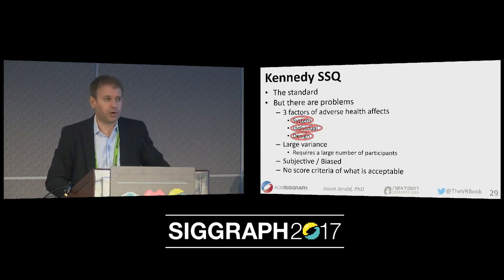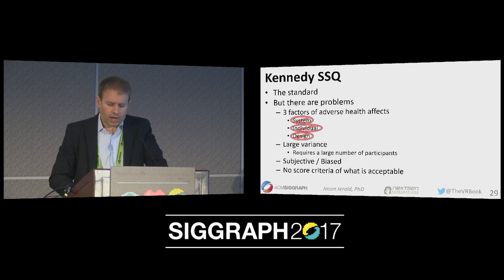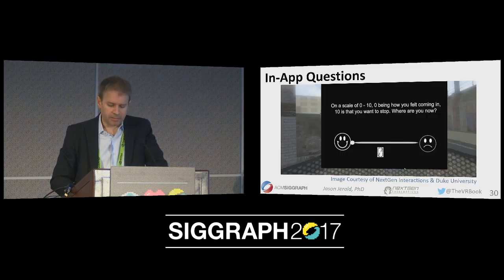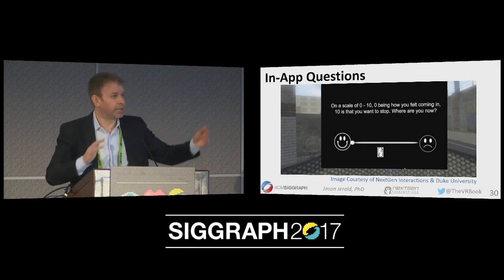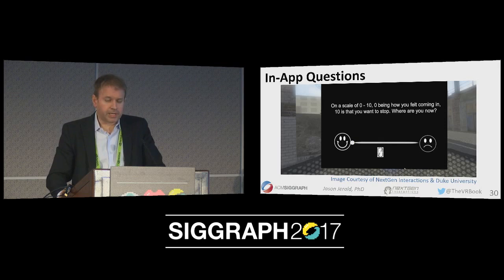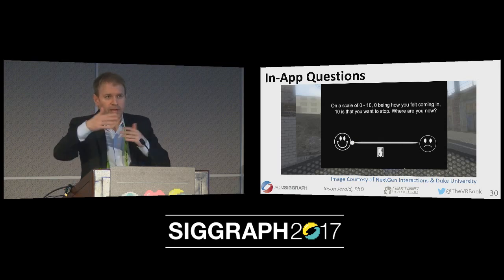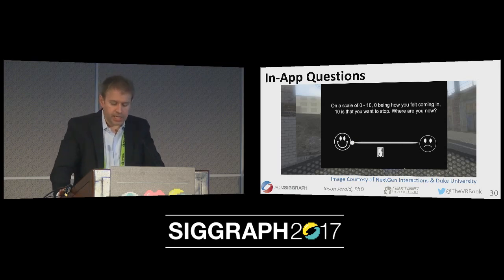Okay, there's also not an acceptable score. Again, other measures also have that problem. So what we've been experimenting with in our work at Duke University is simply replicating what Fernandez and Feiner did at Columbia University, actually asking them within the app. So we go through different waypoints and then we say, okay, how are you feeling on a scale of 0 to 10? And it's definitely a break in presence.